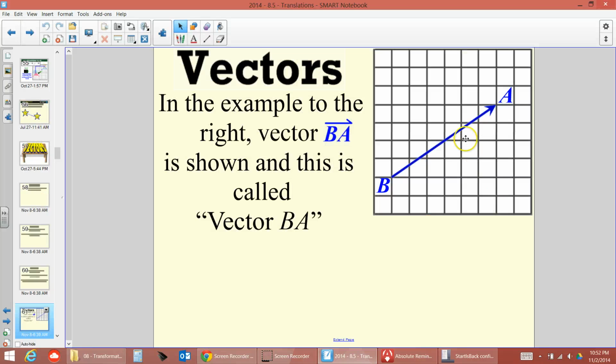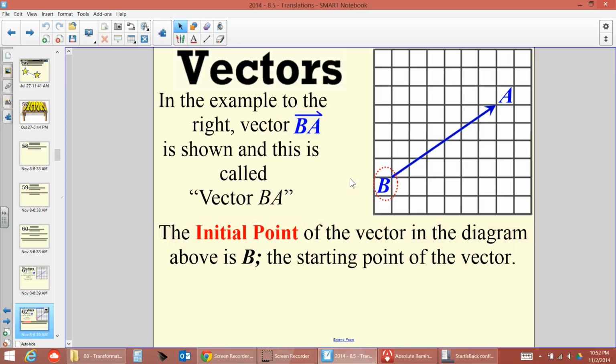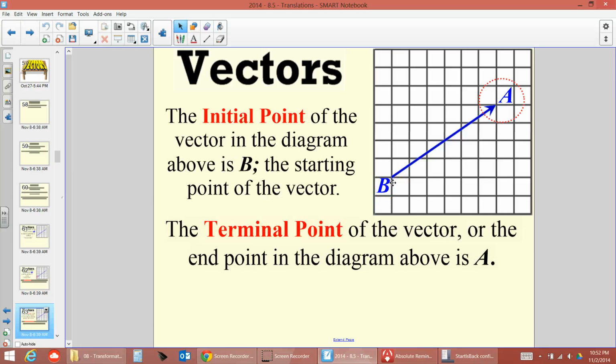This is a good example of what a vector would be. It starts at B and goes towards A. That's why it has to have a direction. It's going this direction. And notice the symbol above, the A with a little arrow above it, the BA. That means I started at B and I went to A. This is called vector BA. The initial point is B, and it goes to the terminal point, which is A. So as far as vocabulary goes, B is the initial point, A is the terminal point, meaning I start at B and I go to A.